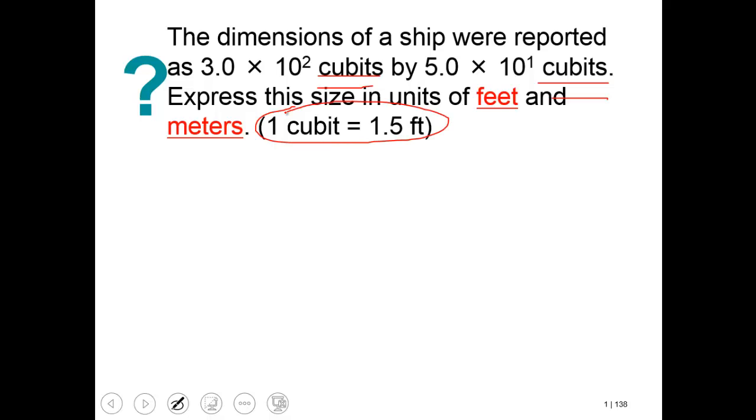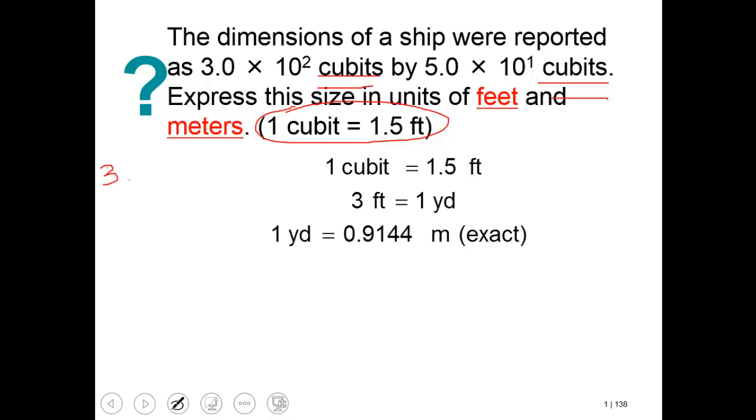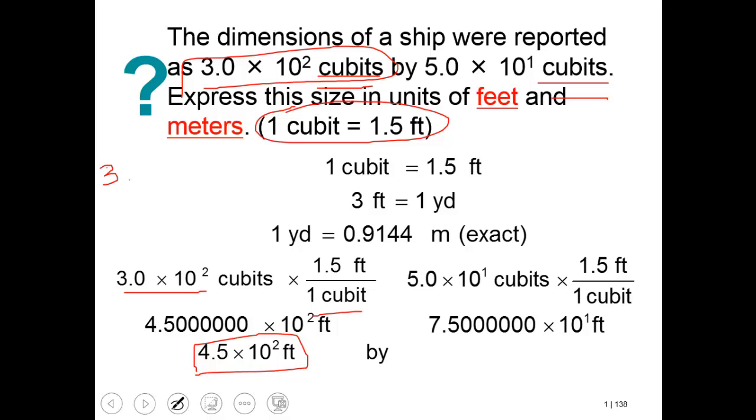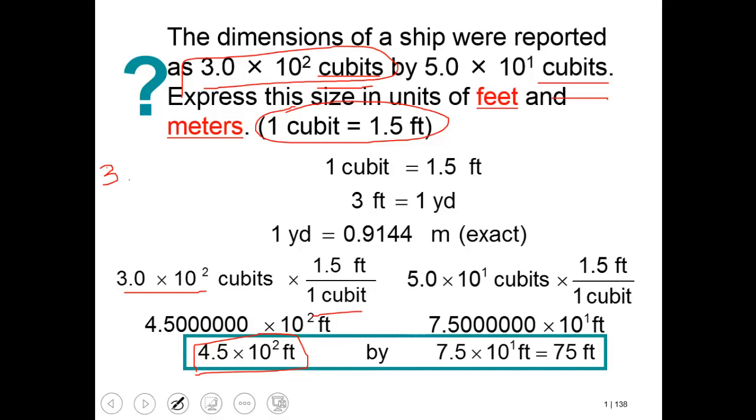This gives us 1 conversion factor, a foot to a cubit. So here, if we have the 3.0 times 10 to the second cubits, 1 cubit is 1.5 feet. If I multiply that, I get 450 feet, the first unit converted from cubits into feet, by 7.5 times 10 to the first feet, or 75 feet. So here is the area: 450 feet by 75 feet.